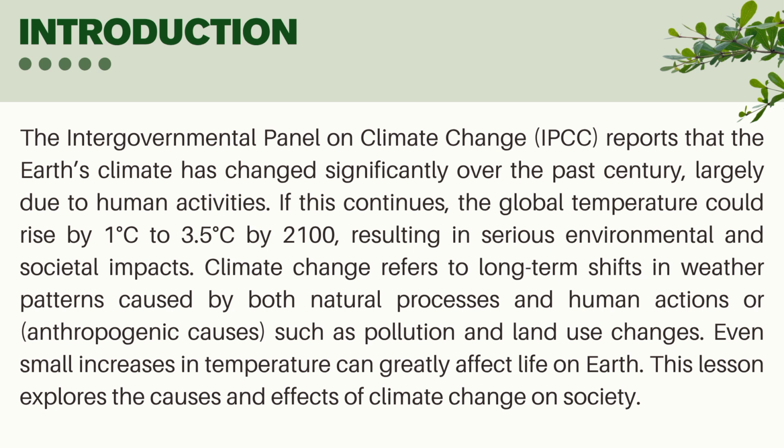If this continues, the global temperature could rise by 1 degree Celsius to 3.5 degrees Celsius by 2100, resulting in serious environmental and societal impacts. If temperature goes beyond 2 degrees Celsius, the risks become much worse, including stronger and longer heat waves. The global temperature should not rise more than 1.5 degrees Celsius above the average. Beyond that, the impact becomes very serious for people, ecosystems, and the planet.